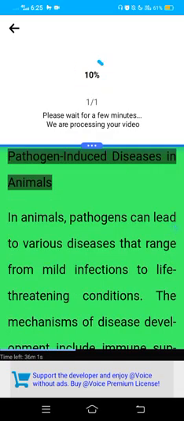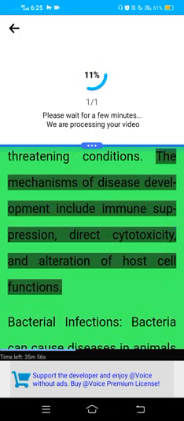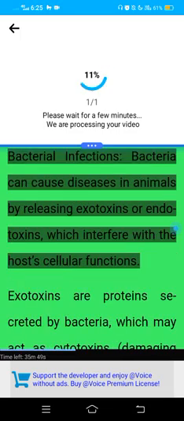Pathogen-induced diseases in animals. In animals, pathogens can lead to various diseases that range from mild infections to life-threatening conditions. The mechanisms of disease development include immune suppression, direct cytotoxicity, and alteration of host cell functions. Bacterial infections. Bacteria can cause diseases in animals by releasing exotoxins or endotoxins, which interfere with the host cellular functions.